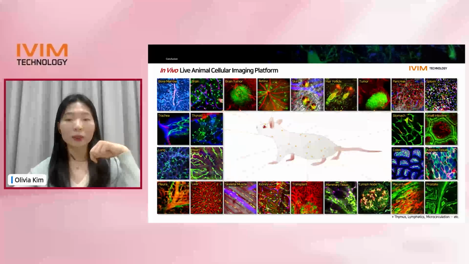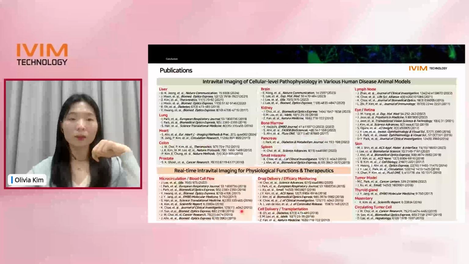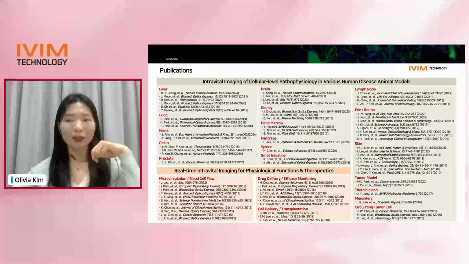Importantly, intravital microscopy is not limited to a single organ or disease. It is a highly versatile platform that enables direct observation of cellular dynamics across a wide range of tissues and organs in vivo. Moreover, as shown in this slide, numerous studies utilizing the iBeam Technologies intravital microscopy platform have been published in international peer-reviewed journals, and this list continues to expand.